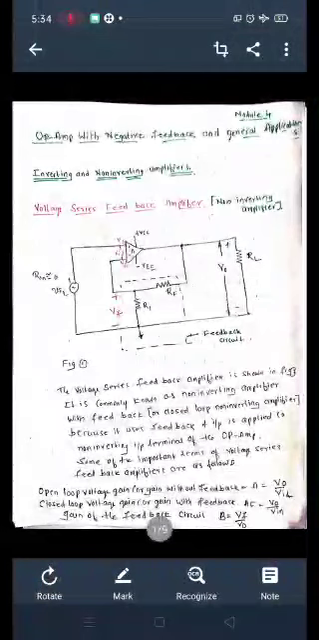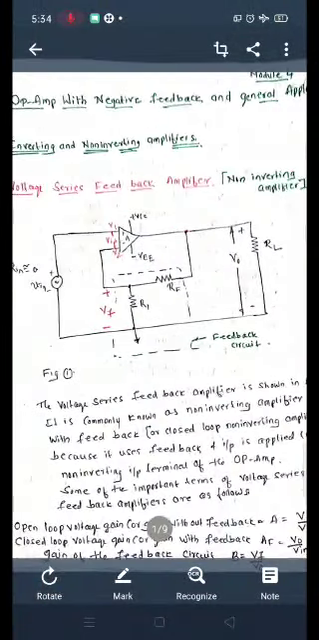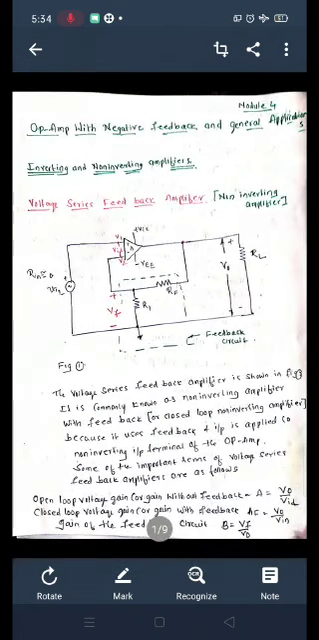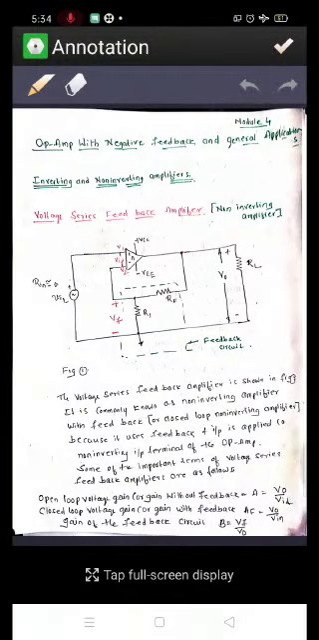Myself Anand. Today we are going to study module 4, that is op-amp with negative feedback and its general application. First we will look into the inverting and non-inverting amplifier. In the non-inverting amplifier, first we will study that it is a voltage series feedback amplifier, and the block diagram of the amplifier is shown here.